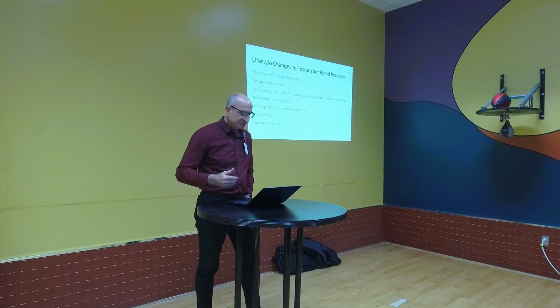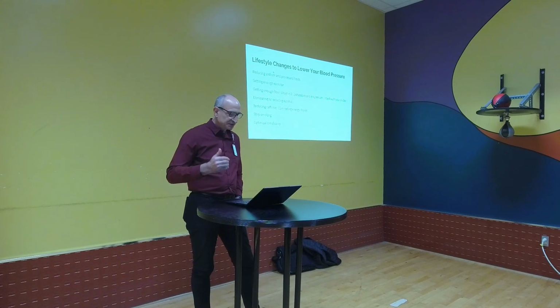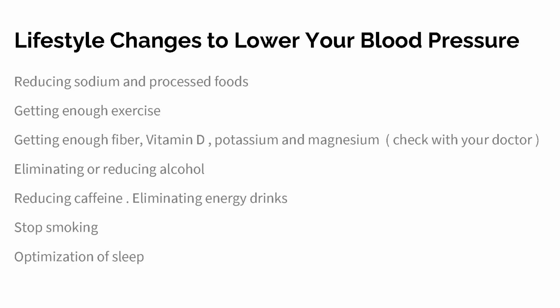Getting enough fiber is very important. Vitamin D plays a very critical role in blood pressure control. Vitamin D controls your parathyroid, and by governing your parathyroid, it also helps reduce your blood pressure. Potassium and magnesium also play a critical role in your blood pressure. But make sure you check with your doctor before you add potassium or magnesium.